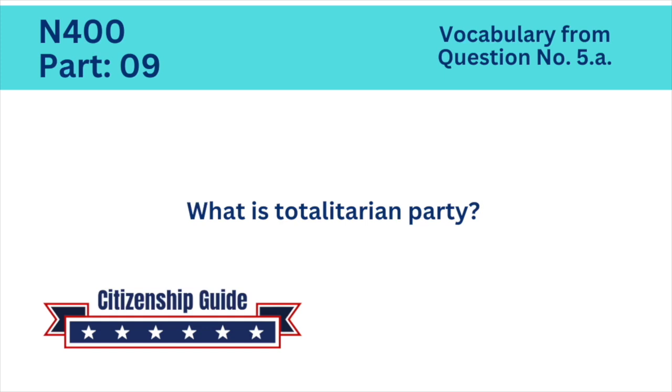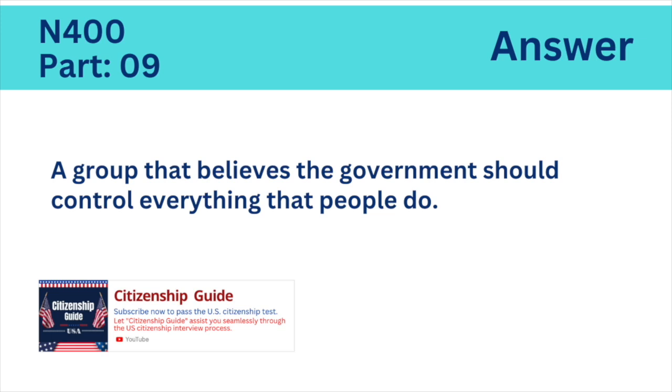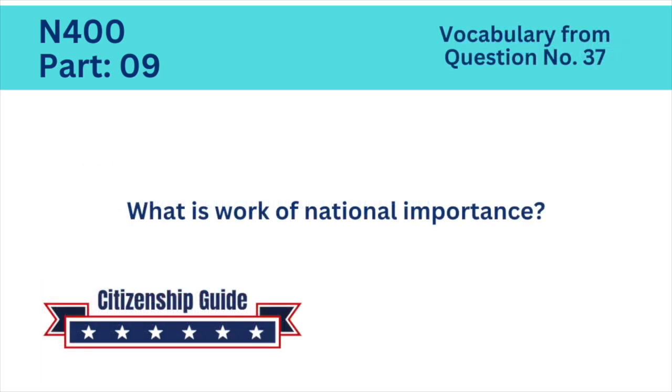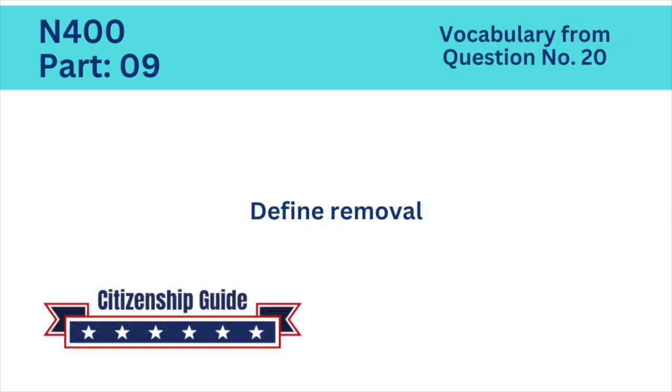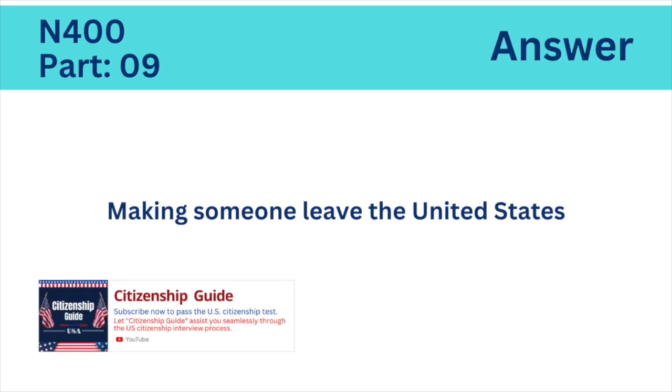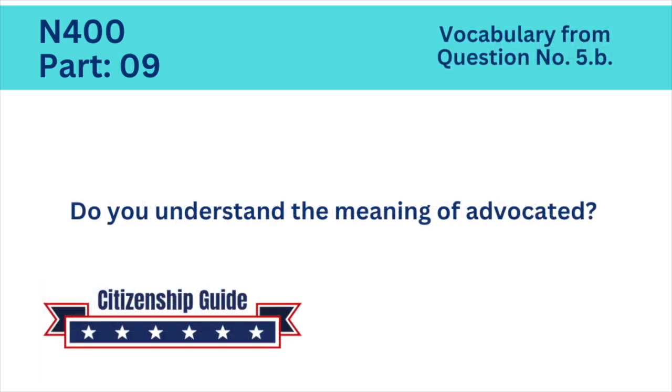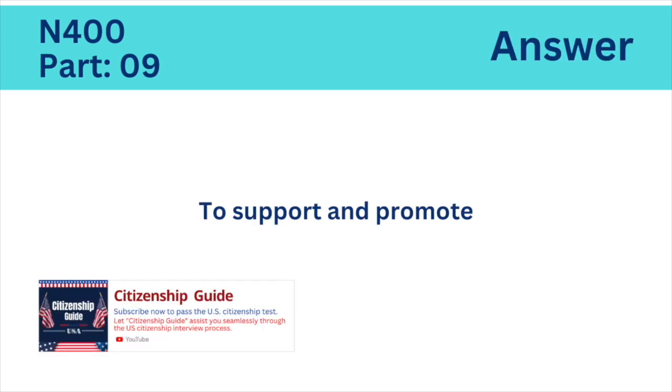What is totalitarian party? A group that believes the government should control everything that people do. What is work of national importance? Tasks that are important to a nation. Define, removal. Making someone leave the U.S. Do you understand the meaning of advocated? To support and promote.